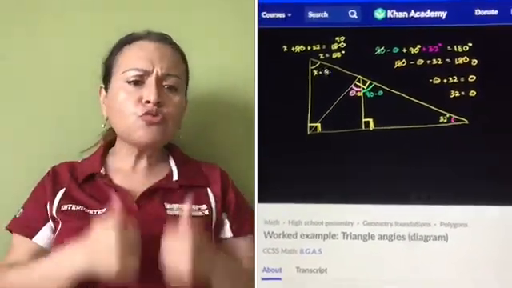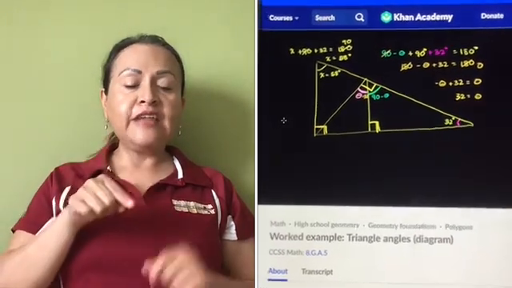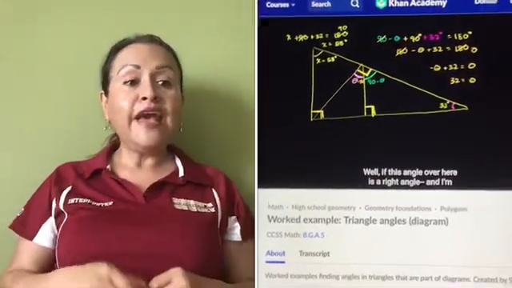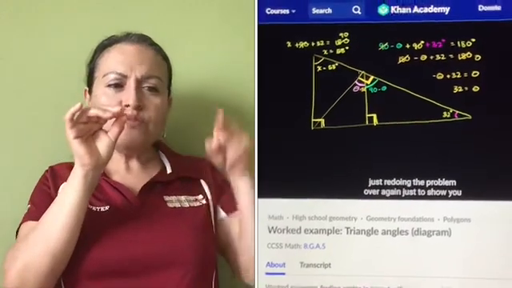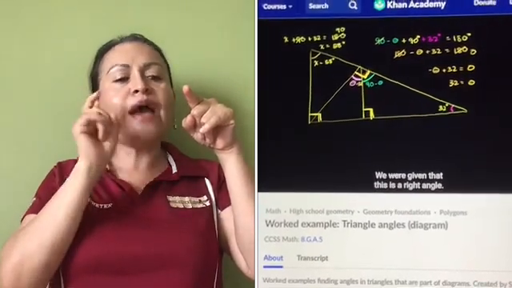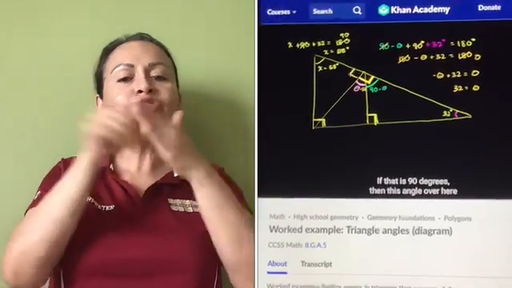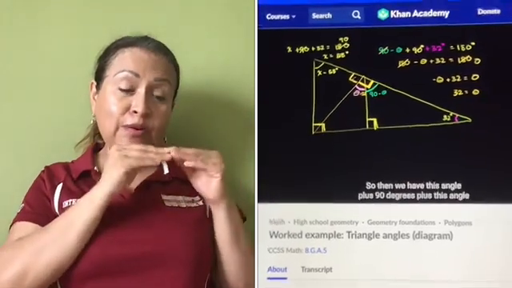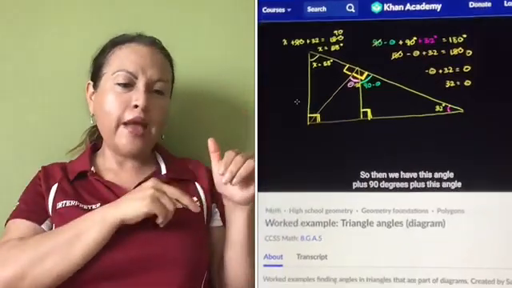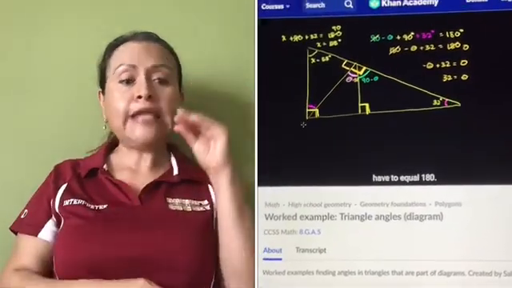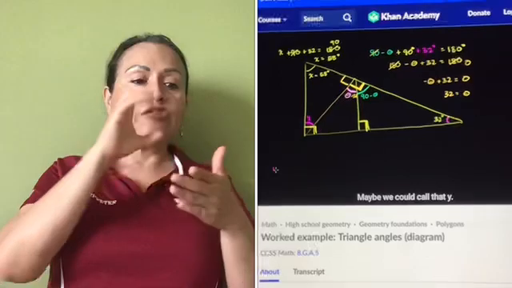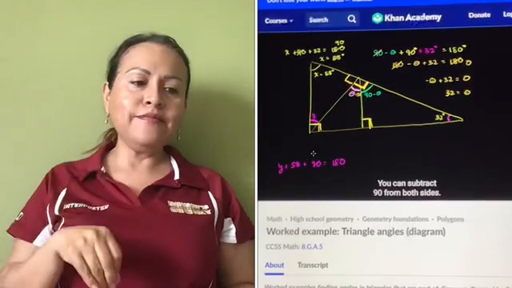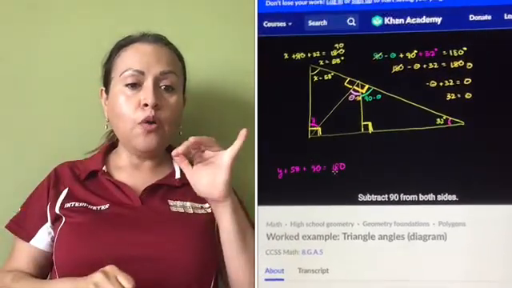Well, if this angle over here is a right angle, and I'm just redoing the problem over again to show you that there's multiple ways to get the answer. We were given that this is a right angle. If that is 90 degrees, then this angle over here is supplementary to it, and it also has to be 90 degrees. So then this angle plus 90 degrees plus this angle have to equal 180. Maybe we could call that y. So y plus 58 plus 90 is equal to 180. You can subtract 90 from both sides. This will become 90. Subtract 58 from both sides. You get y is equal to 32 degrees.